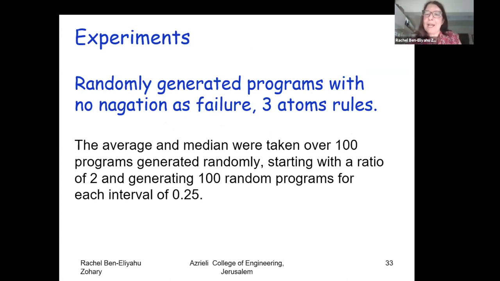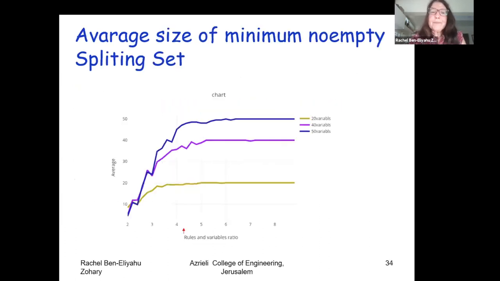I just want to show you experiments that we did, where we took random programs and computed the minimum size splitting set. Very interesting. We generated programs randomly, with three-atom rules and no negation as failure. So these are very, very simple programs. And what you can see is that we tried computing the splitting set for 50 variables, 40 variables, and 20 variables. This graph shows the relation between the number of rules and the number of variables in our experiment. Here we have the average size of the splitting set.